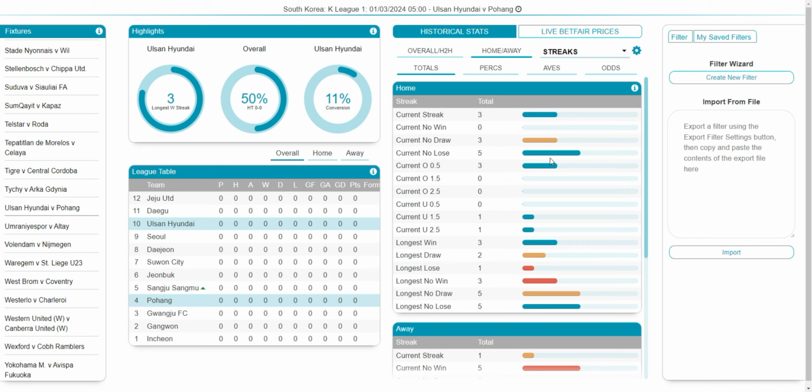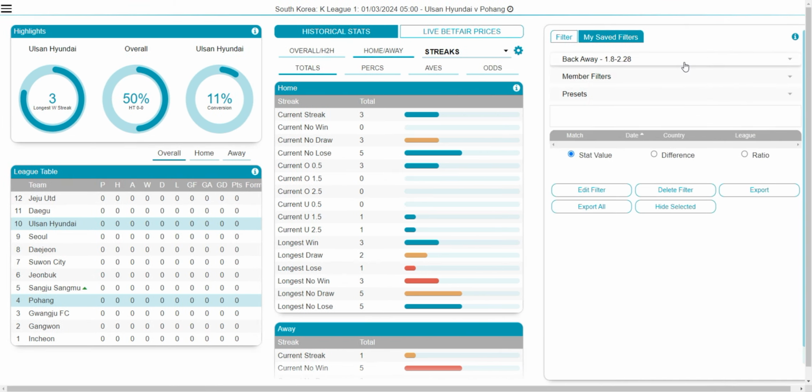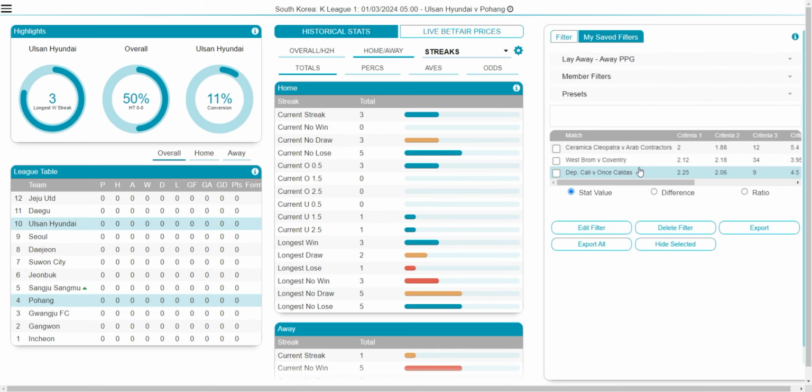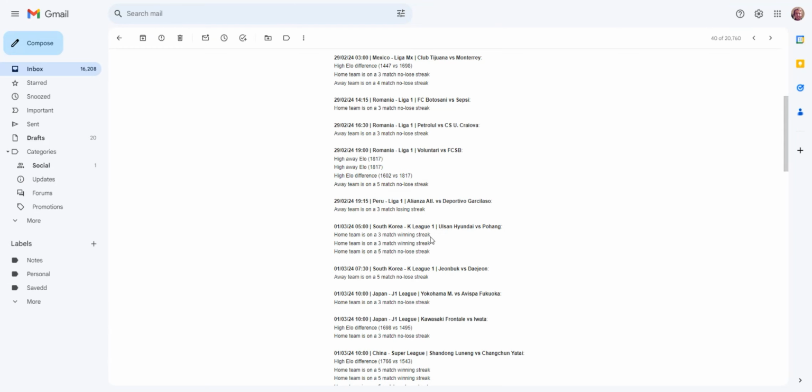Now, you might find that the match actually pops up in one of your strategies. And in that case, if it comes up on one of your filters for the day, so let's have a look at my layaway, for example. These are the strategies I've got. Well, if something correlates between the two, then I would feel very, very confident about that being a successful strategy. So again, this is how you can link the software into the daily email. Okay, but going back to the original game, the Pohang game, we know that Ulsan have a good chance here.